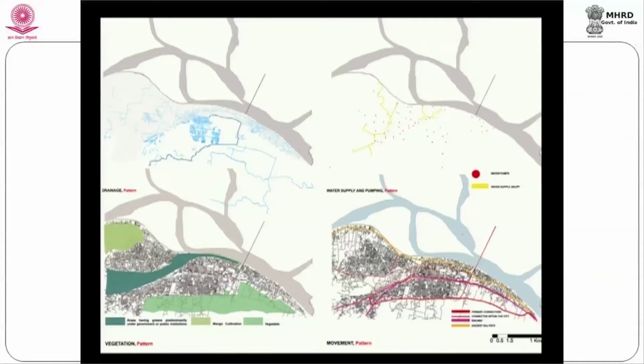It is the city of Patna. Now, in the image that you see here, there are 4 diagrams. Each of these diagrams is talking about some important aspect of the city itself. If you look at the first one, it talks about the drainage. So, in some way it talks about the manner in which the drainage works in the city of Patna.